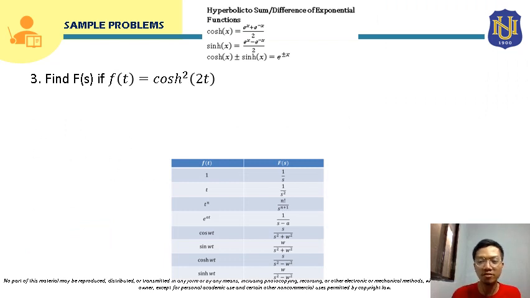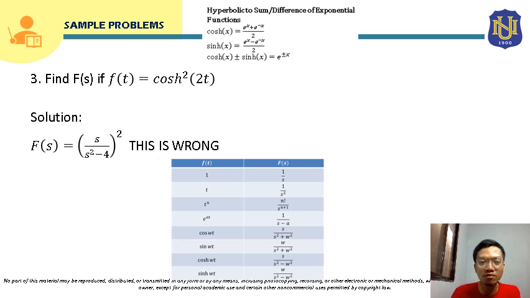To sample problem number 3, find F of s if f of t is equal to hyperbolic cosine squared of 2t. To solve this, maybe you thought of this solution: we know the Laplace transform of cosh 2t from the table, and if we solve that, we just square that answer. So this is the Laplace transform of cosh 2t from the table, which is s over s squared minus w squared. We just apply that, and then we square it.